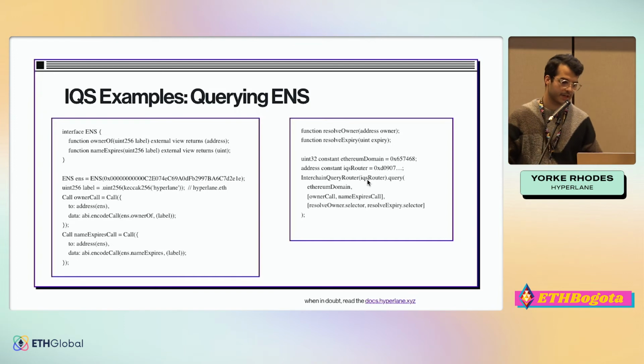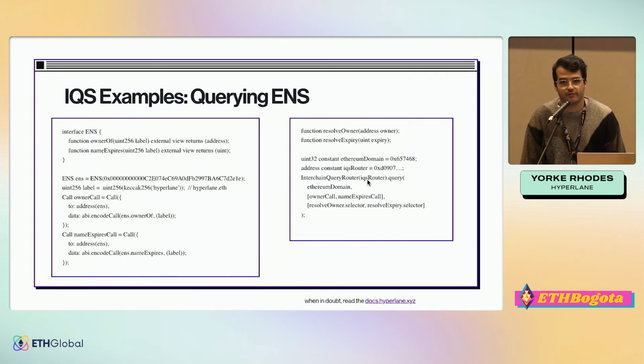And this is an example that I put together really quickly. Sorry for the lack of syntax highlighting, but this is an example of querying ENS for the owner of an address from a chain which is not Ethereum. You can take the ENS interface and figure out what label you want to query on the ENS registry. In this case, we don't actually have the hyperlane.eth domain. Maybe we should go buy it.